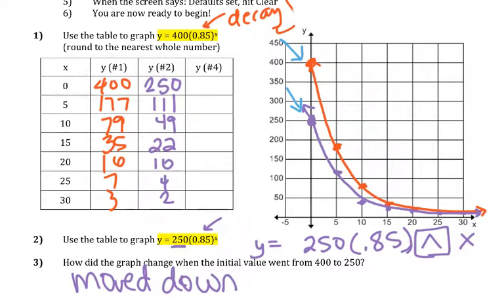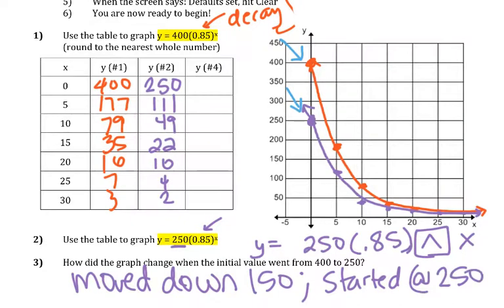It actually moved down 150 units. But we can say it started lower, or started at 250 also. And I got the 150 from saying 400 minus 250. That's a difference of 150. So it started lower, but it's still going to be decreasing by 15%, because remember that the exponential decay, it's the 400 and then 1 minus 0.15, and that's where I'm getting the 0.85, by the way.